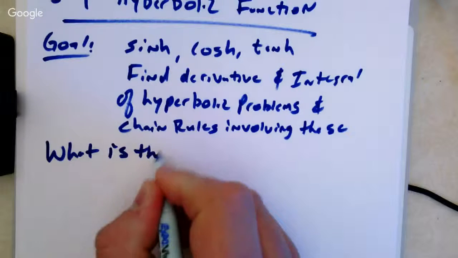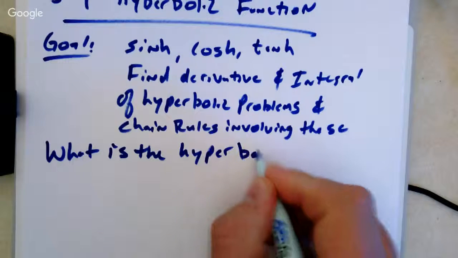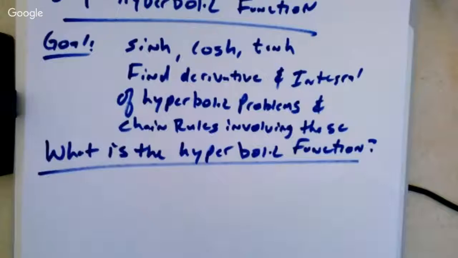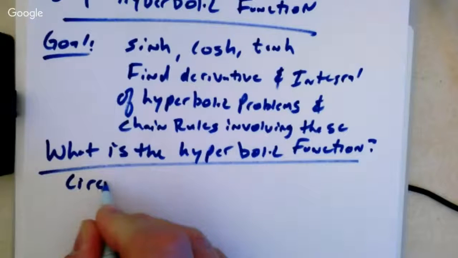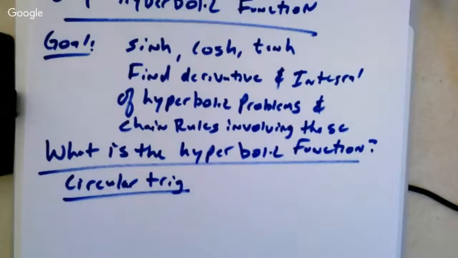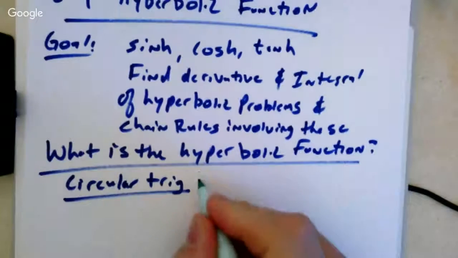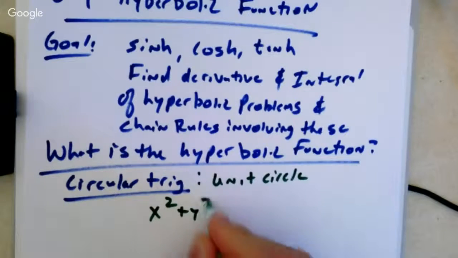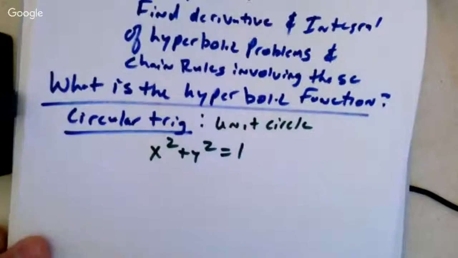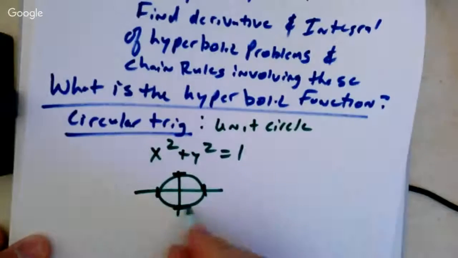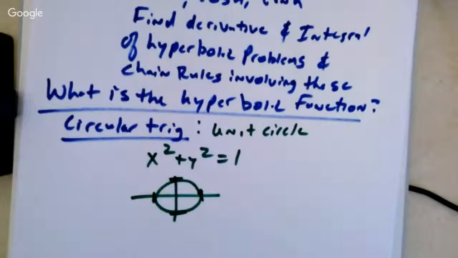What is the hyperbolic function? Well, you remember back from the good old days of trigonometry, if you remember circular trig. Circular trig was all based on what particular circle? The unit circle, our old friend, the unit circle. In the unit circle, of course, the equation for that is x squared plus y squared equals 1. Of course, you know that's a circle with a radius of 1. And then you probably learned more things about it than you ever dreamed of or wished of.